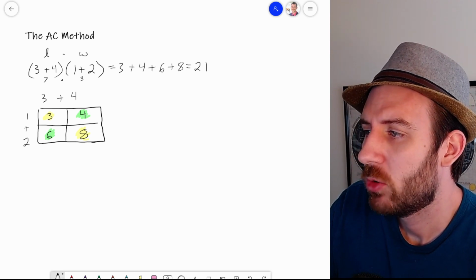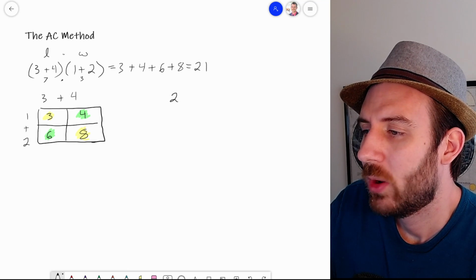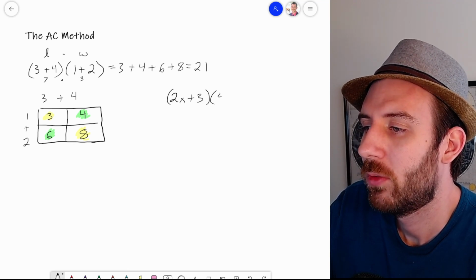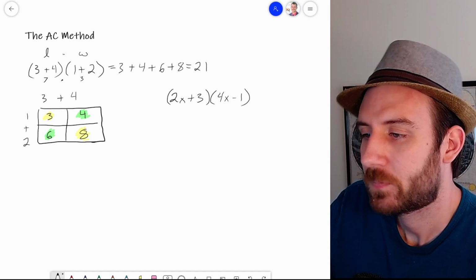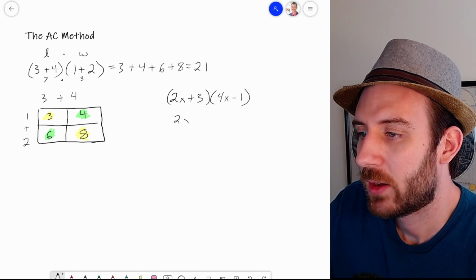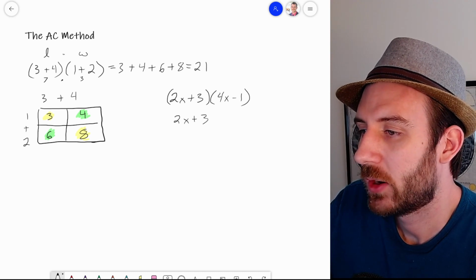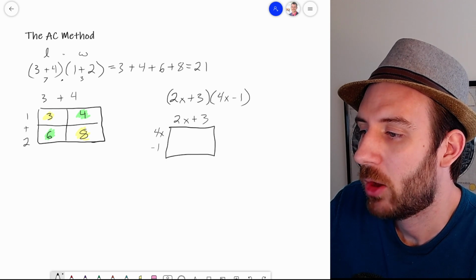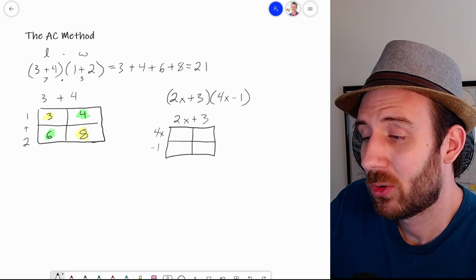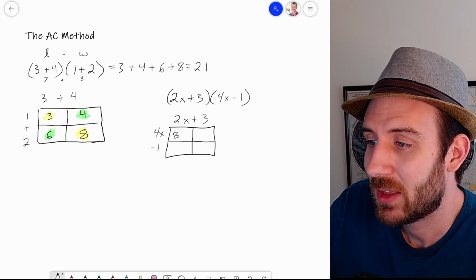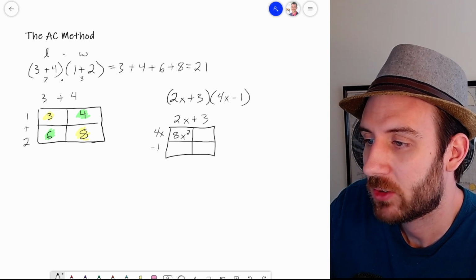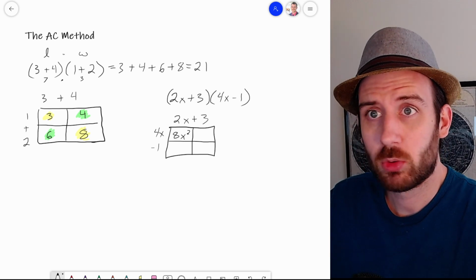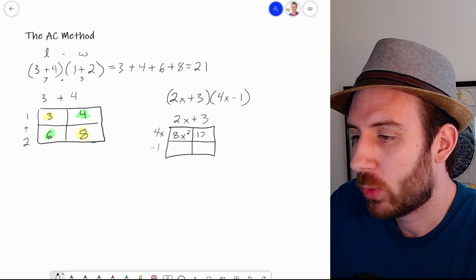Let's now do 2x plus 3 times 4x minus 1. So that would be 2x plus 3 as the side of a rectangle, and 4x minus 1 as the side of a rectangle. Multiplying this out makes doing this foiling or distribution super easy. This would be 8x squared, because it'd be 2x times 4x. 3 times 4x would be 3 groups of 4x's. So like 3 groups of 4 apples would be 12 apples. This will be 12 x's.